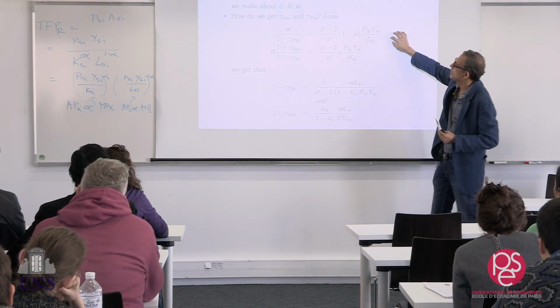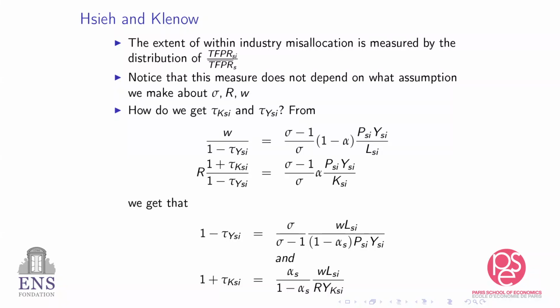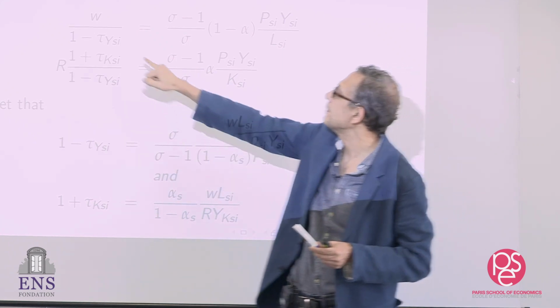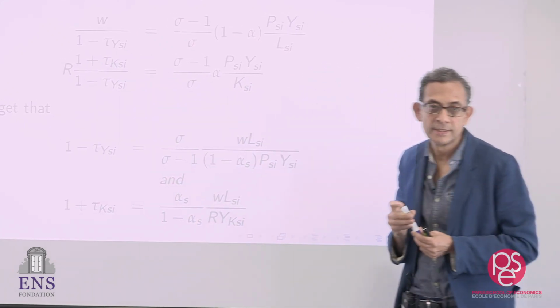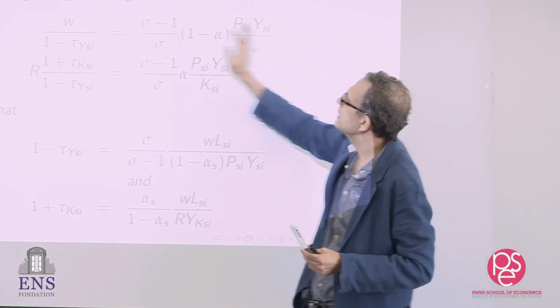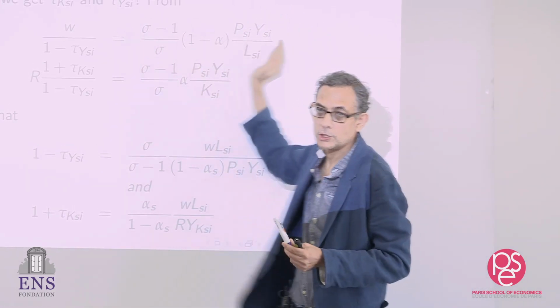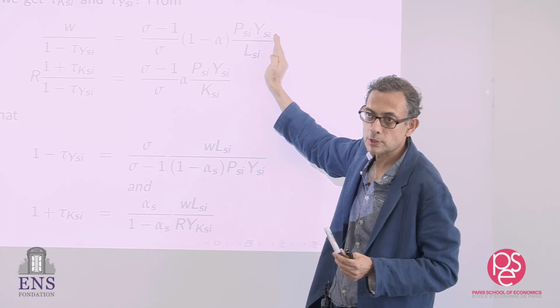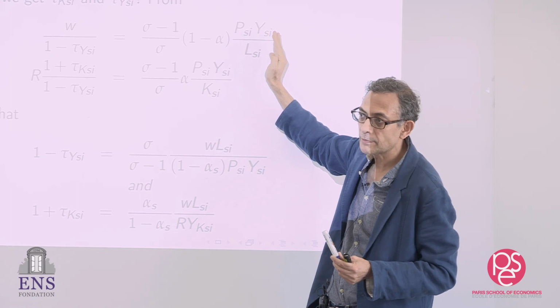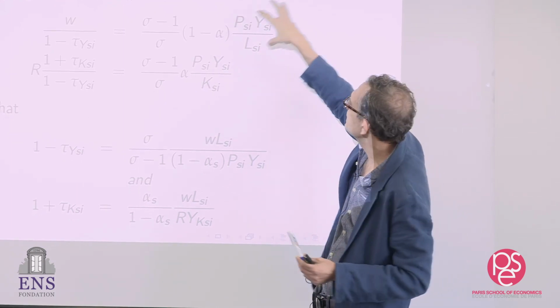Well, look at this equation here. This equation says that for firm I, suppose the tax rate is the distortion in firm I. It's not really a tax, it's anything that causes distortion. If that number is tau YSI, then this just comes from the marginal product equation. I don't have the time to go through it, but it comes from the fact that this is the average product.